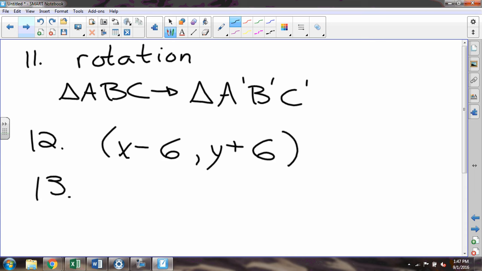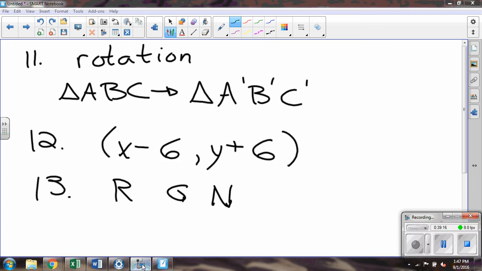Lastly, we've got this plane with some lines drawn. Name 3 collinear points. What does collinear mean? All in a row, all on a line. So when we look at them, R, G, and N all fall on the same line. We're done. And that finishes up everything we needed for our practice exam.